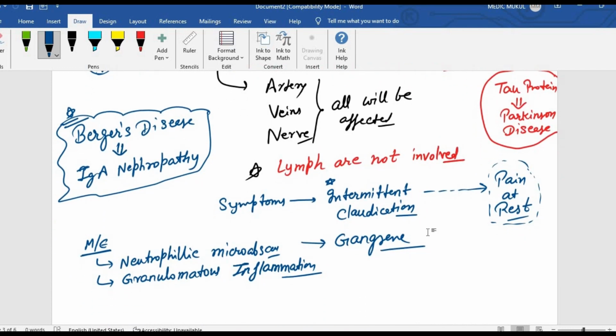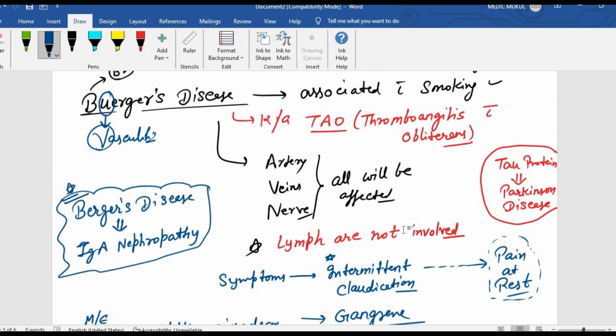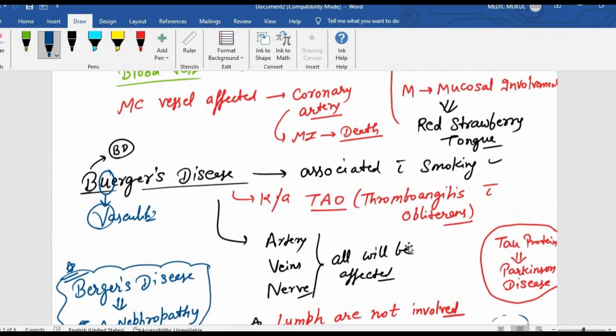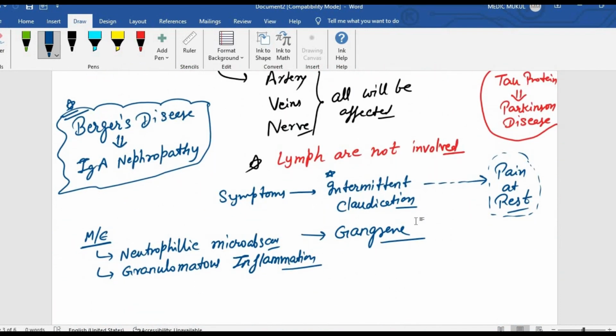The symptoms we see in this patient are intermittent claudication followed by pain at rest. Microscopically, we will see neutrophilic microabscess, and we will see granulomatous inflammation, and also we can see there is gangrene. You see the gangrene. That's why I told you initially, either leave the smoking or you need to cut your organ, the hand or the leg, whatever the part is affected. Okay. So this is the medium vessel, the middle vasculitis.